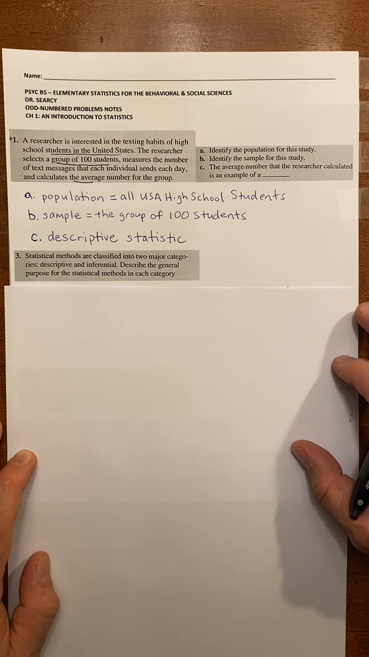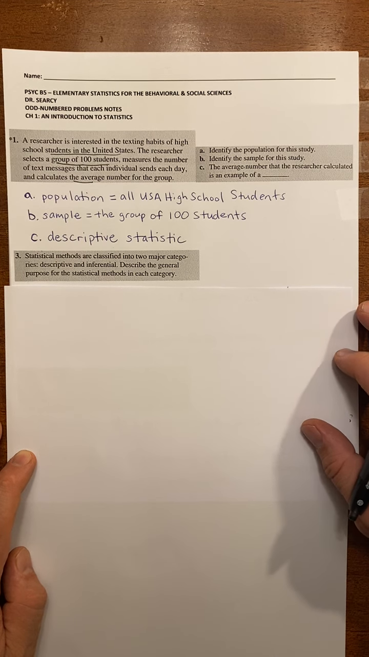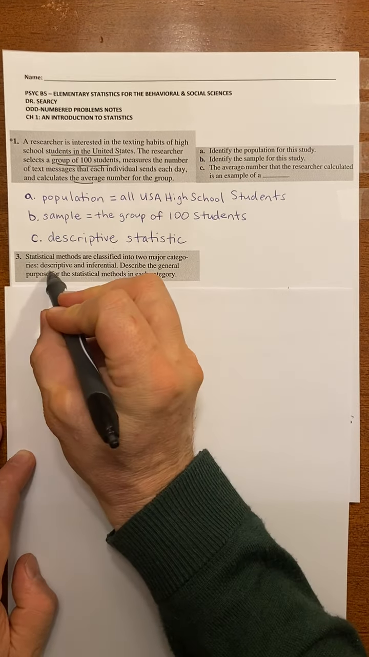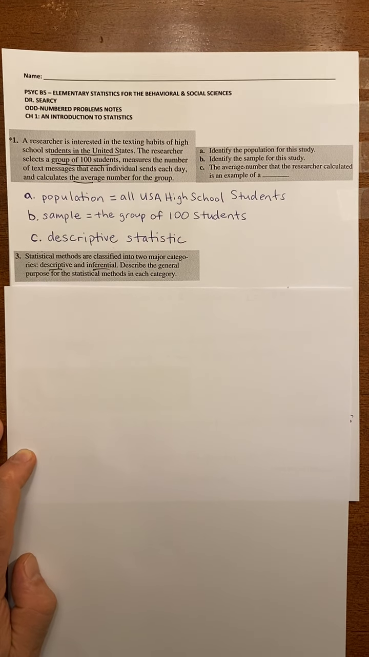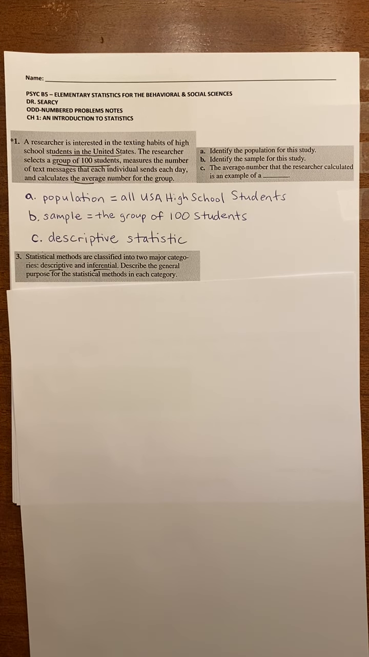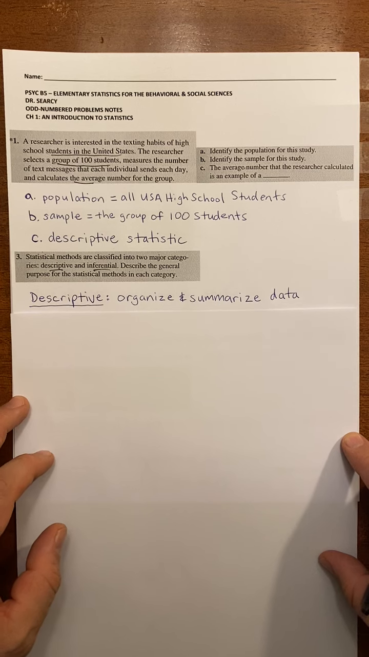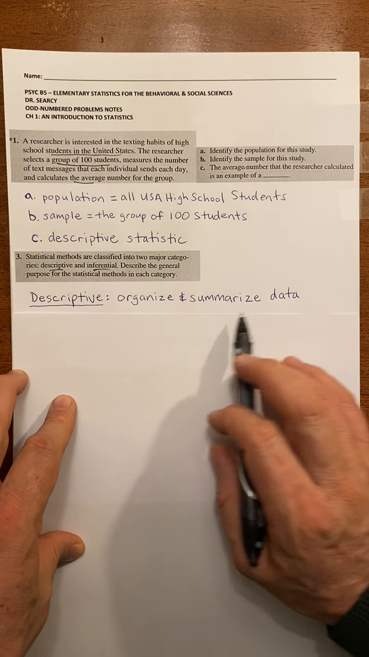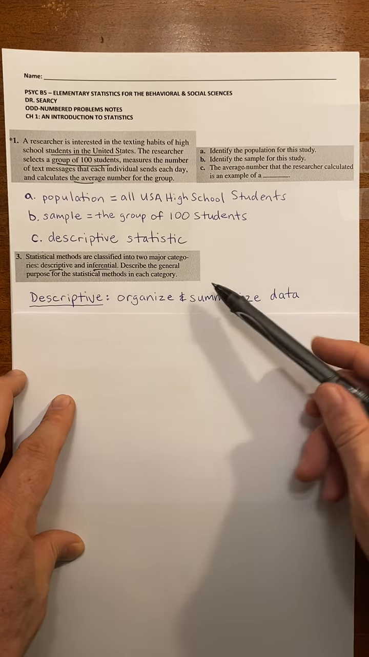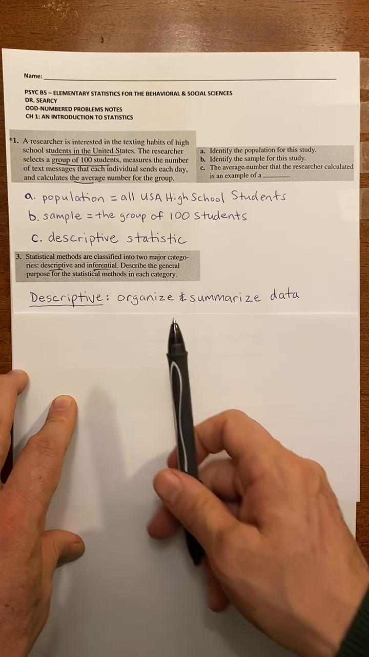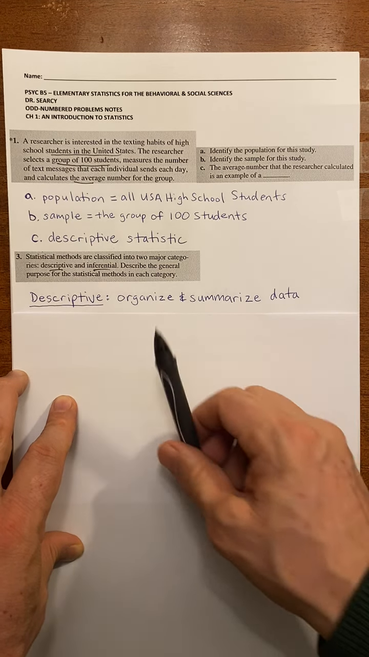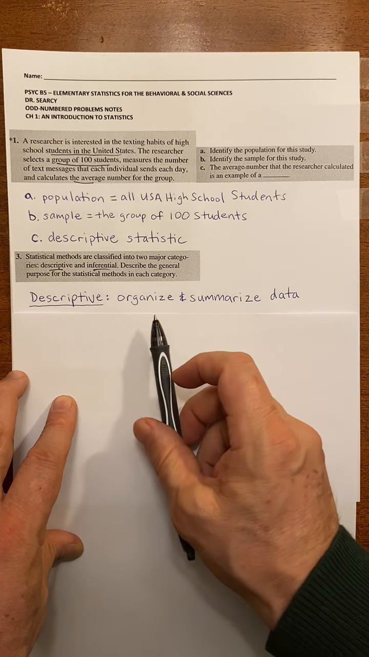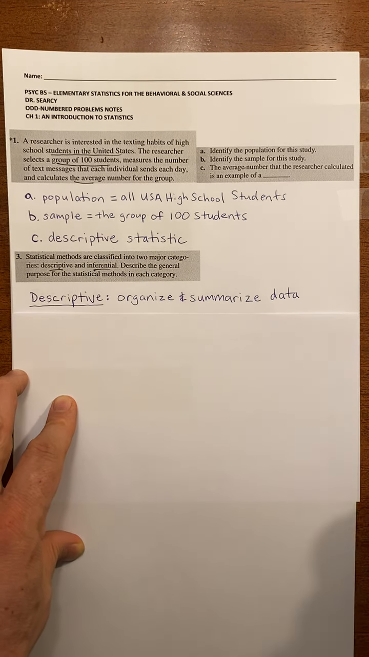And it reads, statistical methods are classified into 2 major categories, descriptive and inferential. Describe the general purpose for the statistical methods in each category. Well, we went over this in lecture, but I'll go ahead and repeat it. Descriptive is where we organize and summarize data. We do things like calculate averages, and that gives us a sense of what the data is, right? If we're getting a sense of what the data is, that's getting the sense of it being organized and then summarized.